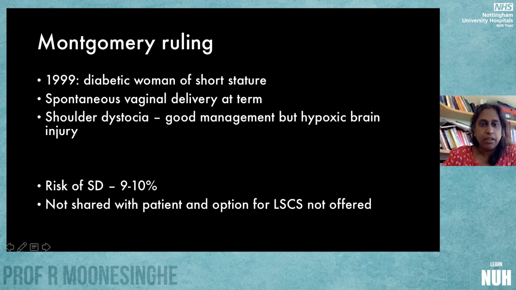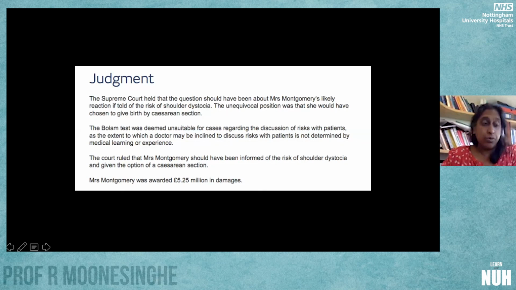I'm sure you're familiar with the Montgomery ruling, but to cover it again, Nadine Montgomery, diabetic, short, had a spontaneous vaginal delivery and a shoulder dystocia, which was well managed, but sadly the baby had a hypoxic brain injury. The baby's now an adult, I think. Well, of course, it's 20 years. So the risk of shoulder dystocia in her was 1 in 10. But in the overall population, of course, we all know it is much, much lower than that. And the point was that she didn't have her individualized risk of that complication shared with her, and she therefore wasn't able to share in any decision making about how she delivered the baby. And we all know that she took this to court. She won some money, but more importantly, she changed the law and the way that we think about consent.